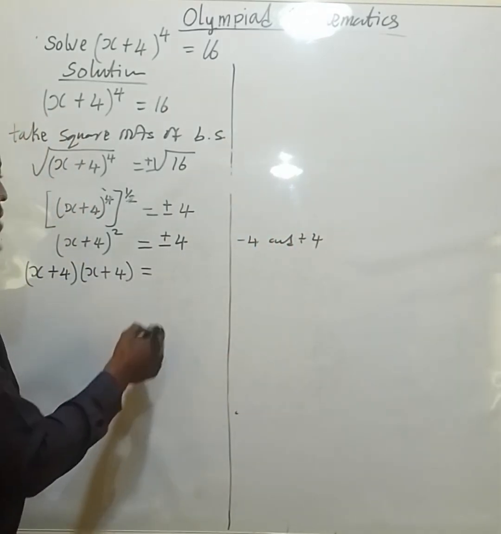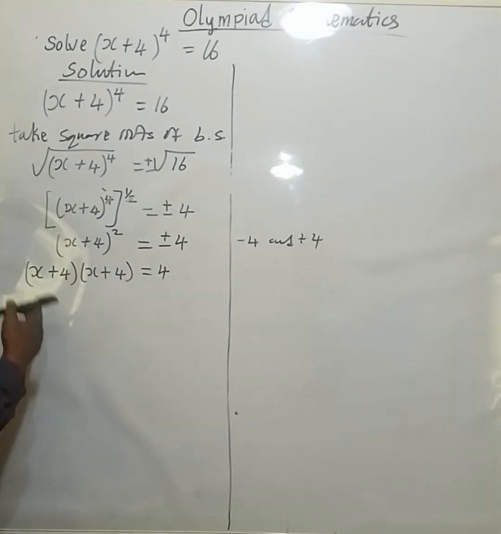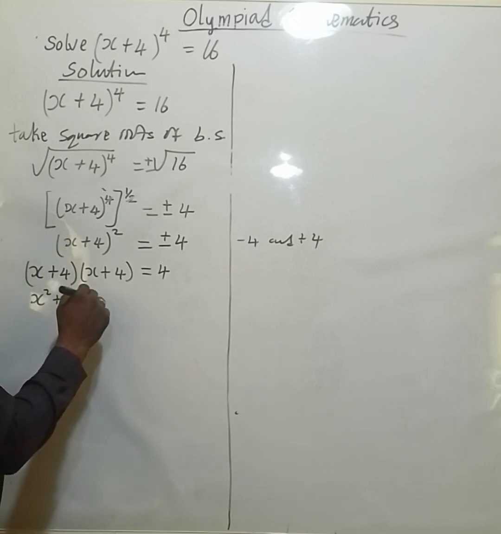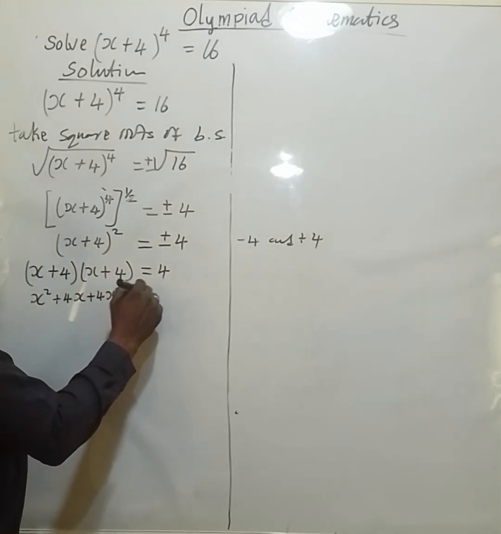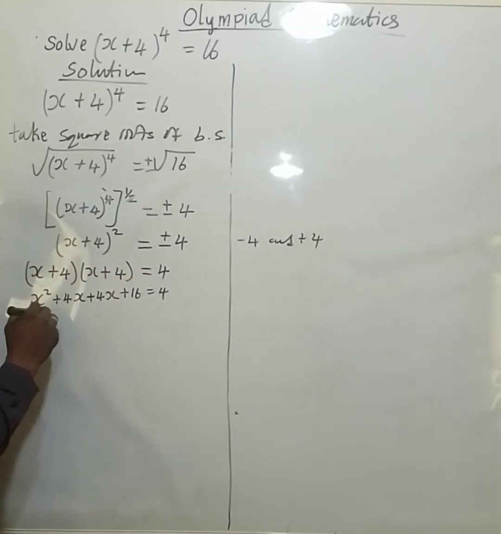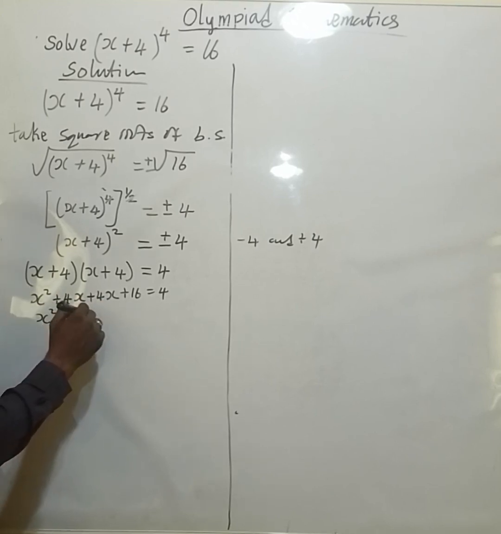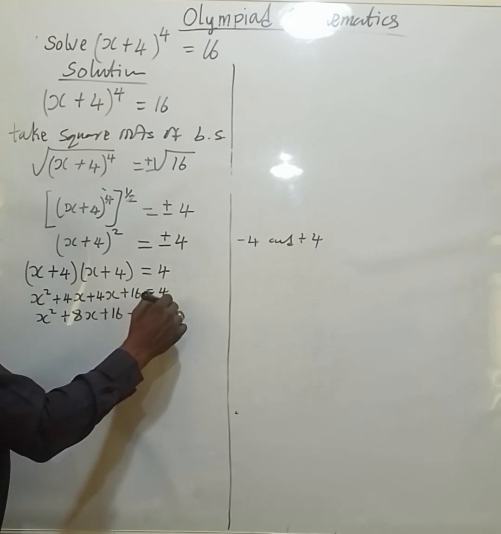So we now pick one first. We are working with plus 4 now. Now we open the bracket. x times x will give us x squared. x times 4 will give us plus 4x. 4 times x is plus 4x. And 4 times 4 is plus 16, equals 4. So we bring in this 4. We now have x squared plus 4x plus 4x, that's 8x, plus 16 minus 4 equals 0.